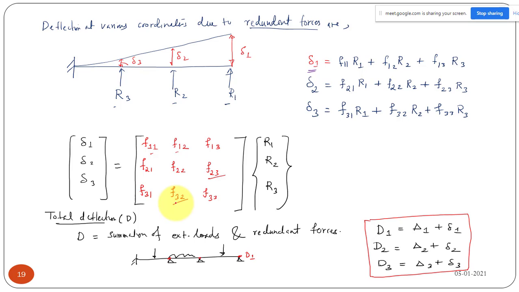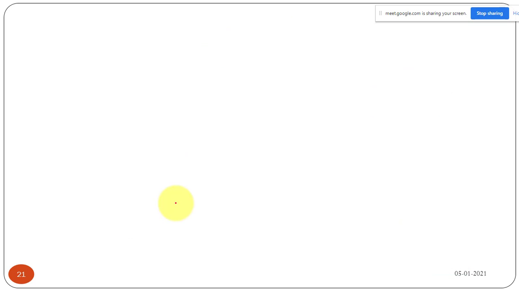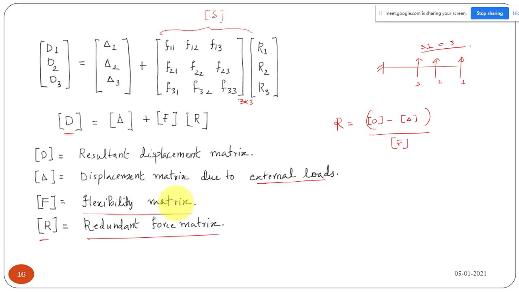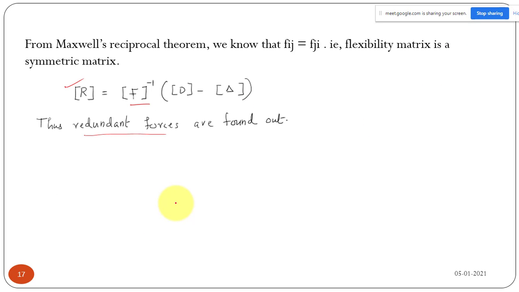You must have studied already Maxwell's reciprocal theorem. By using that theorem we can write that Fij and Fji will be equal. Maxwell's reciprocal theorem says this: suppose you take this as coordinate, point 2, and you apply the load here and find out the deflection here.